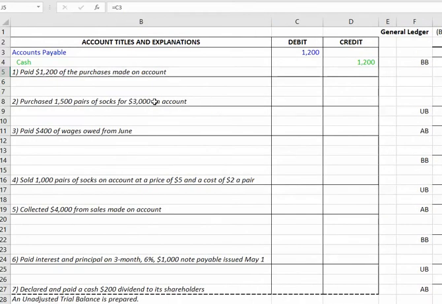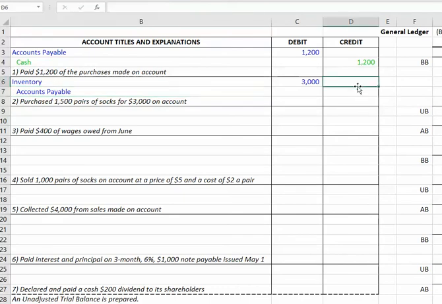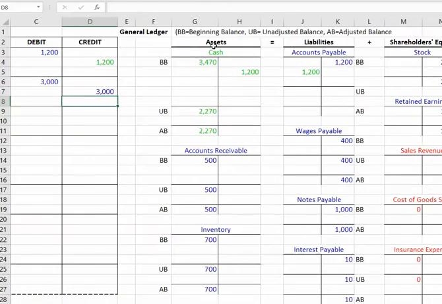Purchased 1,500 pairs of socks for $3,000 on account. What are we getting? We're getting inventory. Always put your debits first. And then what did they give in exchange? Not cash. This is on account. Watch that. So accounts payable, and you always indent your credit. So debit inventory, credit accounts payable. Then we're going to post, copy this information to the ledger.